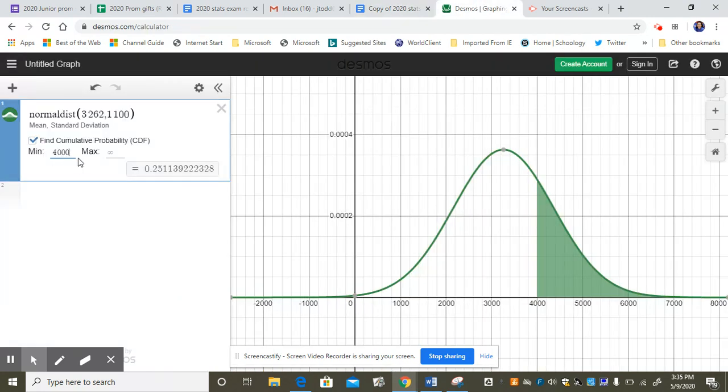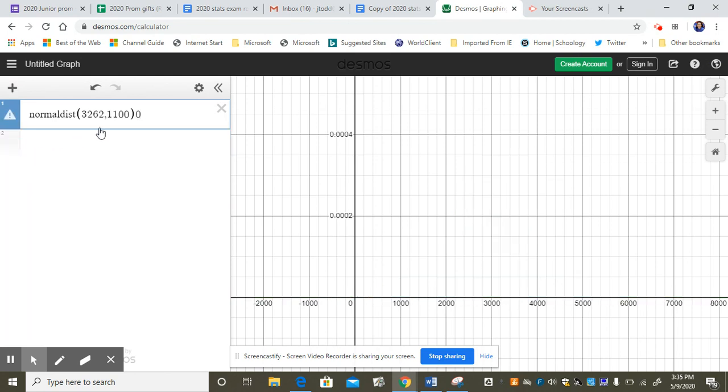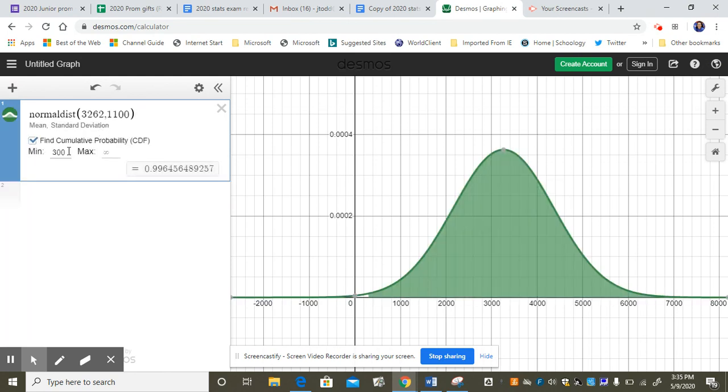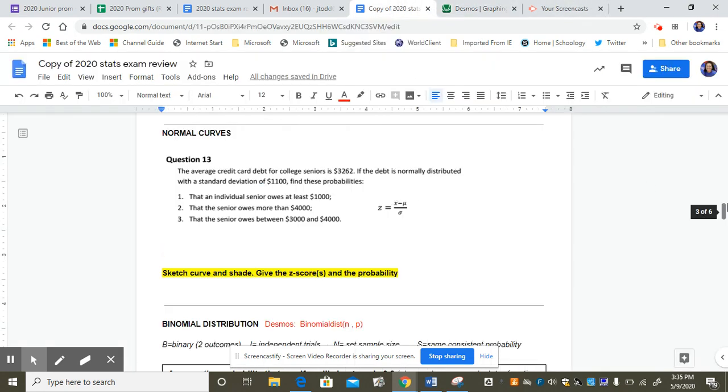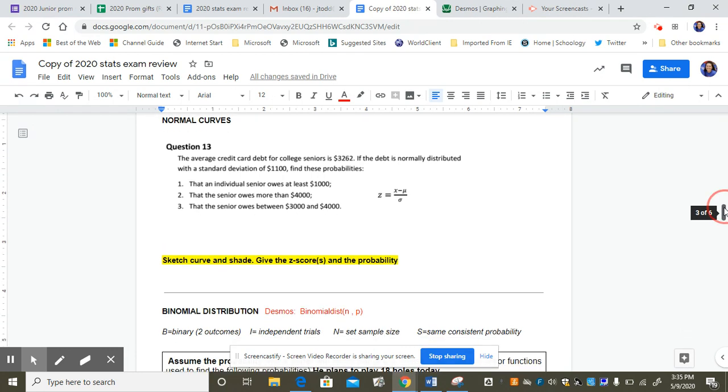Number 3, the senior owes between 3,000 and 4,000. We're going to change our minimum to 3,000 and our maximum, oh shoot, I'll fix it. So our minimum is 3,000 and our maximum is 4,000. And our answer now is 0.34. So this is how you do normal distribution. It's such a great tool that you don't have to do those by hand and with the chart anymore.